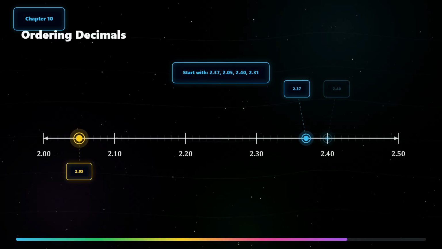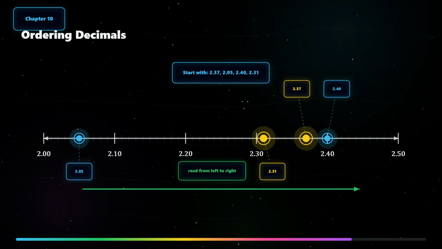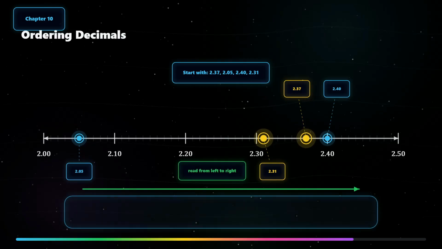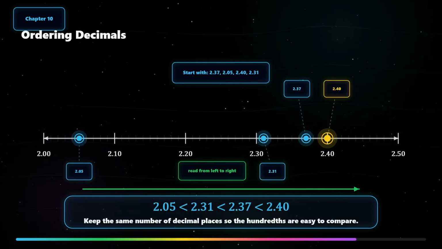2.05 has 0 tenths, so it comes first. 2.31 and 2.37 both have 3 tenths, so we compare the hundredths. 1 hundredth is smaller than 7 hundredths, so 2.31 comes before 2.37. 2.40 has 4 tenths, so it comes after both of those. So the ascending order is 2.05, 2.31, 2.37, 2.40.